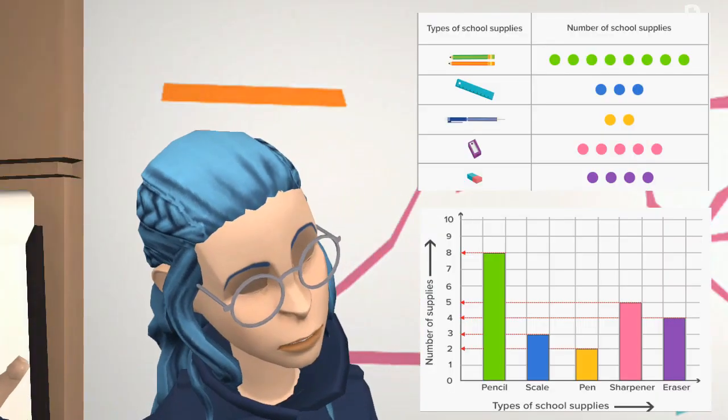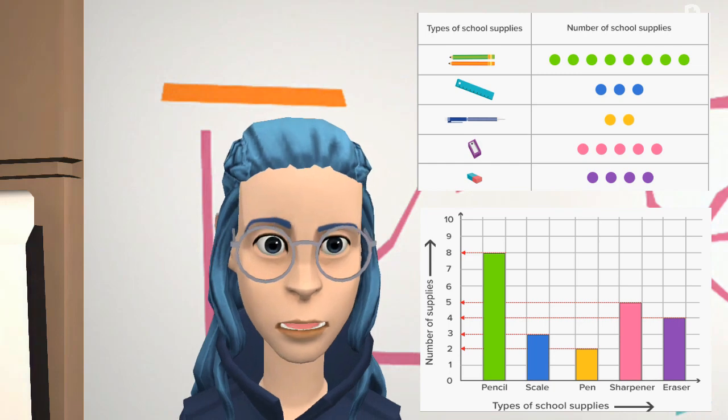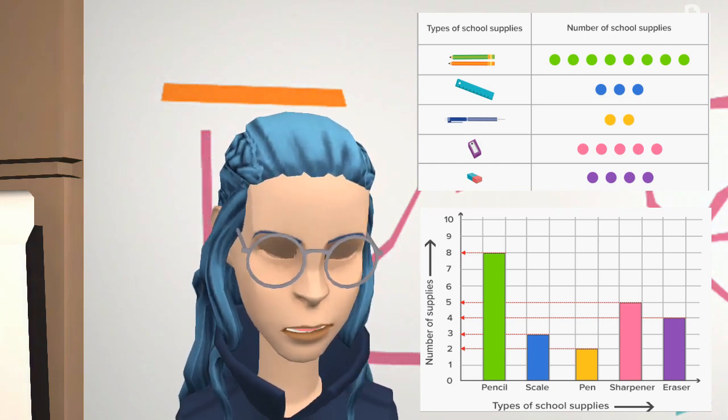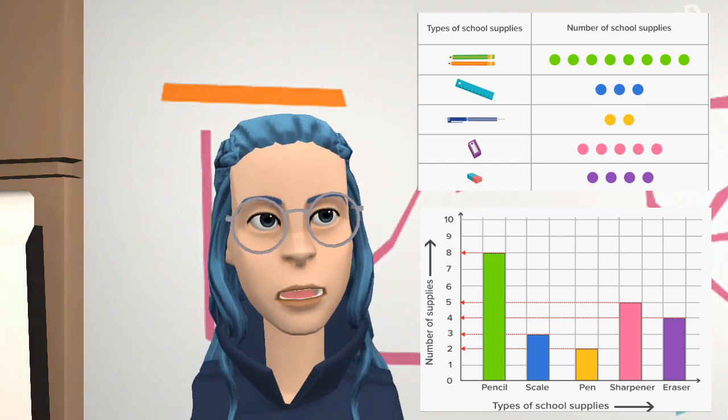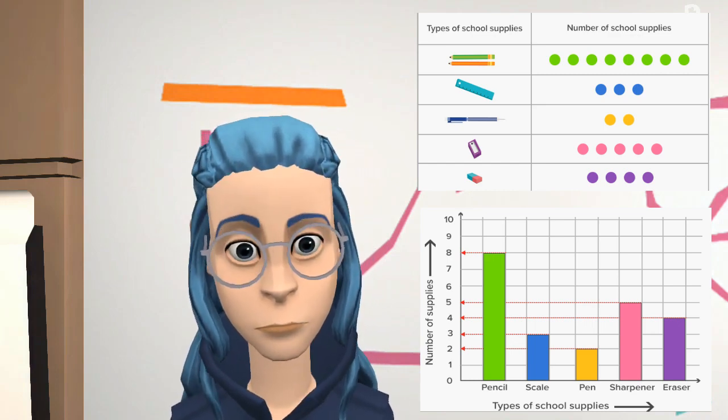Now, for example, we can represent the data given below, the type and number of school supplies used by students in a class, on a graph. We begin by counting each supply and representing the data in particular colors in a systematic order in a table.